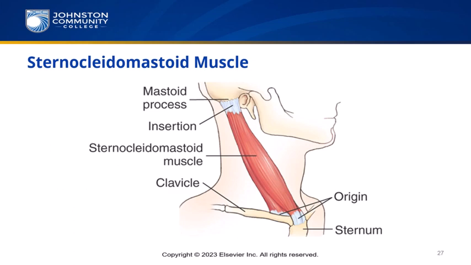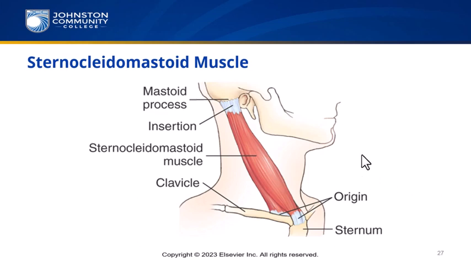So here we have the sternocleidomastoid. We're going to talk about how the point of origin, which is the sternum and the clavicle, remember one of our word parts for clavicle was cleido, and our insertion point, which is the mastoid bone or the mastoid process. So that's why it's called the sternocleidomastoid.